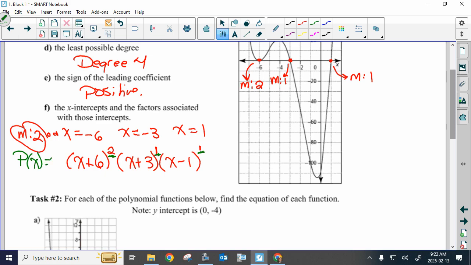And we are going to throw an A in there because I'm not certain, I don't have the whole function yet. I just have my variable factors based on the multiplicities. Does that look okay?